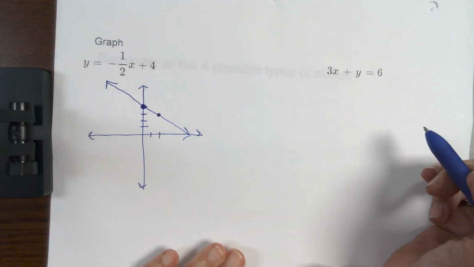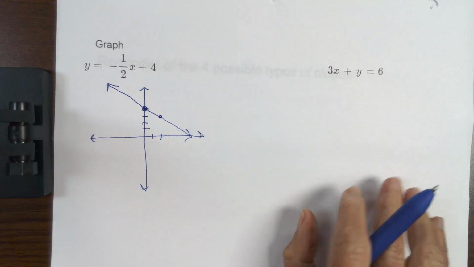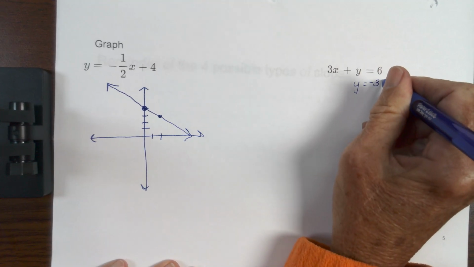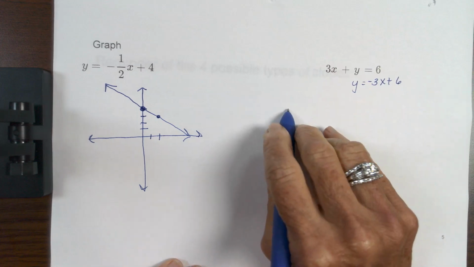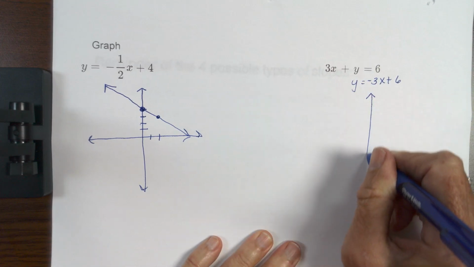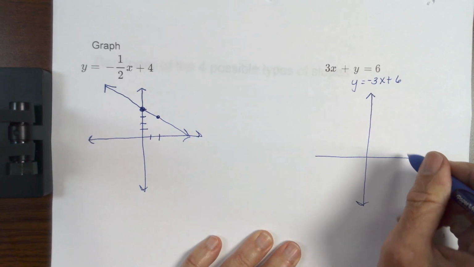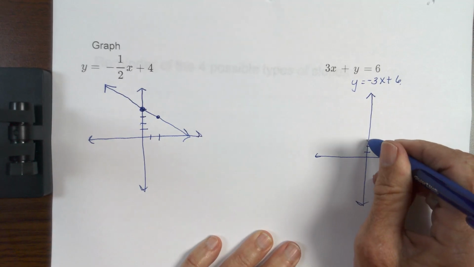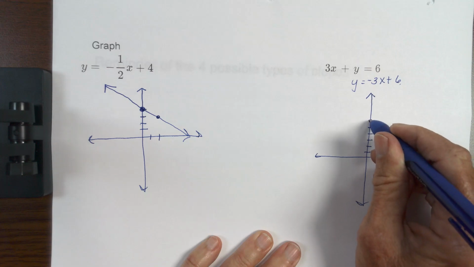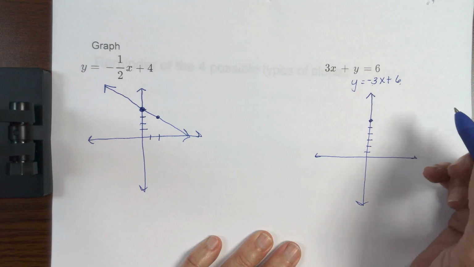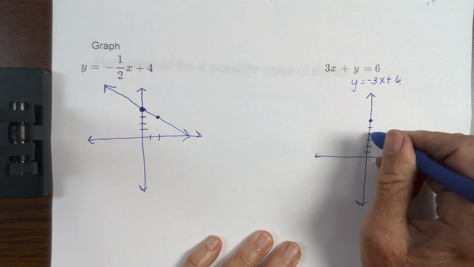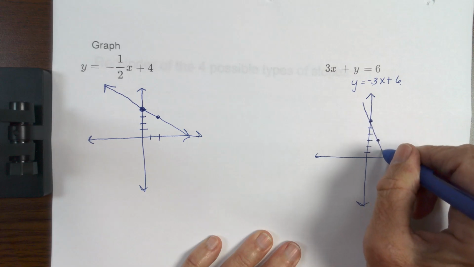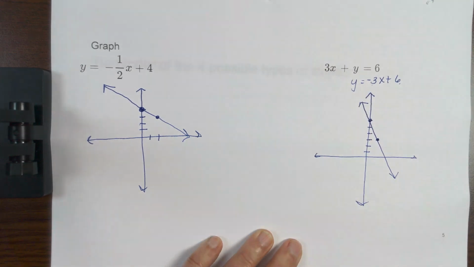This one is not in the right form, so I'd have to put it in y equals mx plus b form. So I'm going to subtract the 3x from both sides, which puts it in the correct form. Then in graphing here, I'm going to go up 6 because that's the y-intercept. 1, 2, 3, 4, 5, 6. Put a point. The slope is negative 3 or negative 3 over 1. So 1, 2, 3 down and 1 to the right, which gives me that line.